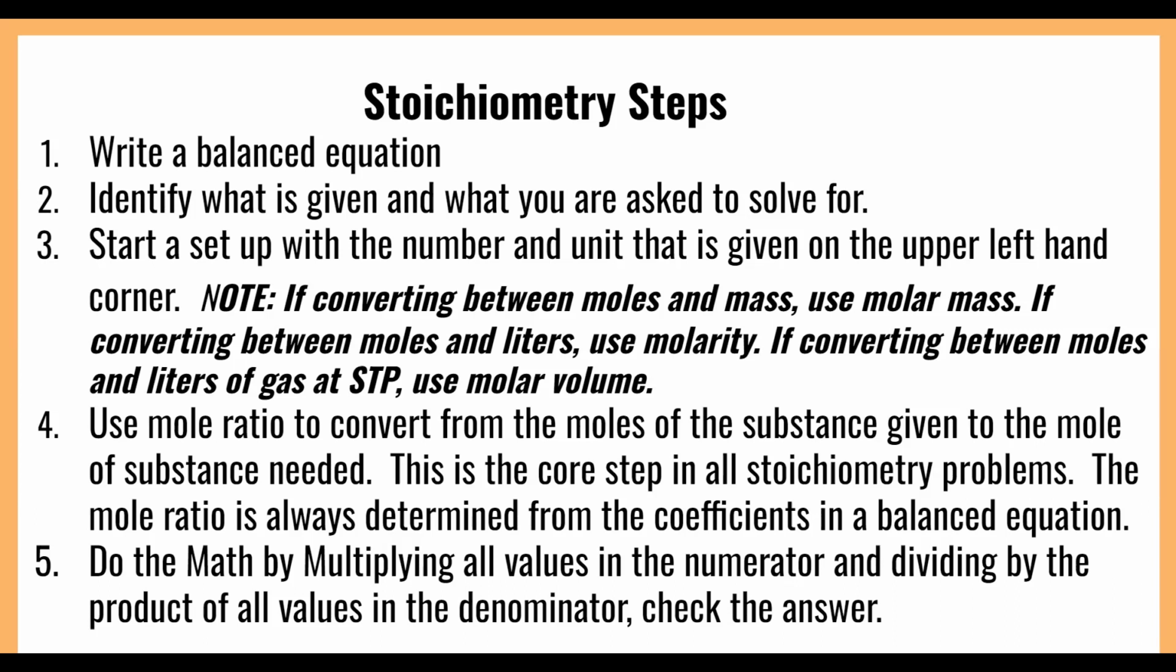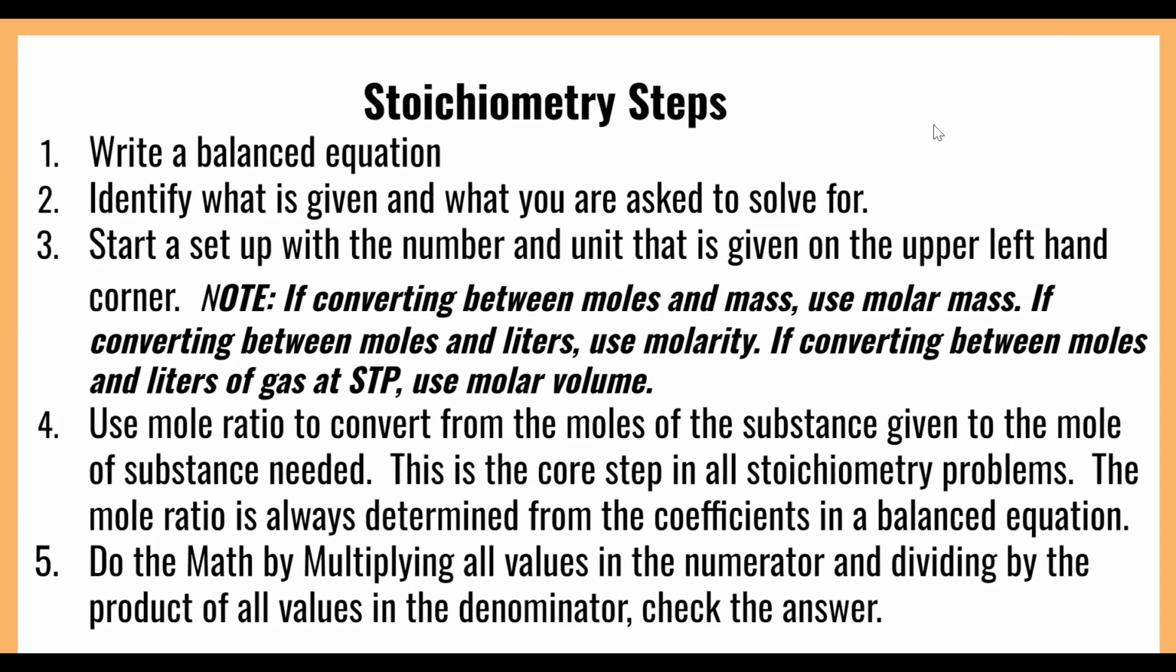This is the core step in all stoichiometry problems. The mole ratio is always determined from the coefficients in a balanced equation. Do the math by multiplying all the values in the numerator and dividing by the product of all values in the denominator. Then check your answer.